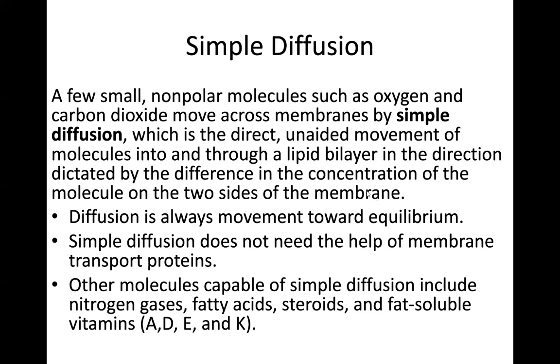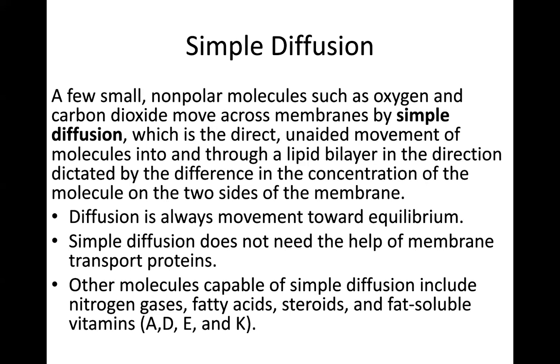Okay, so in this case, we're always moving towards equilibrium, which means we're going from high to low, and it's an unaided movement. So it does not need the help of membrane transport proteins. We don't need channels and carriers for oxygen and carbon dioxide to come into the cell. This is like in movies when you see ghosts floating through a wall.